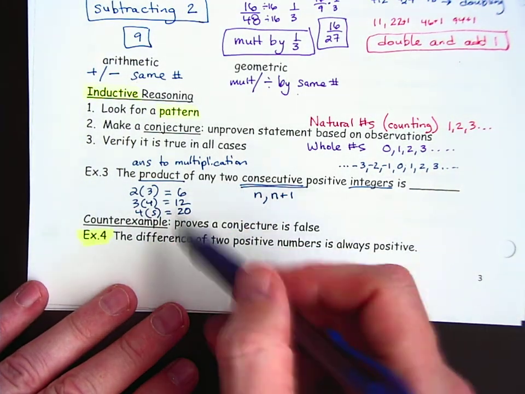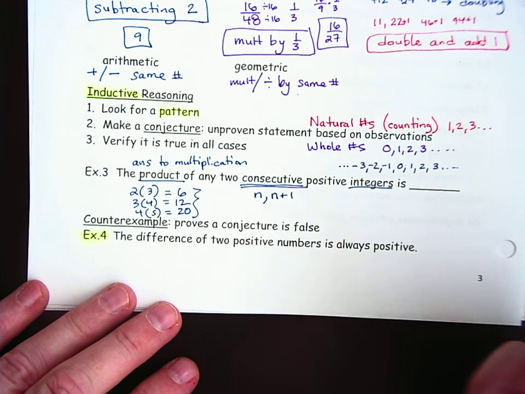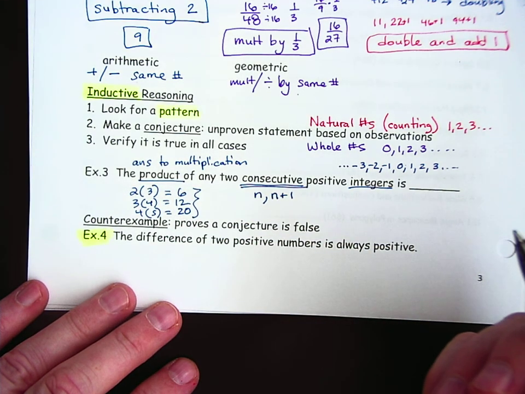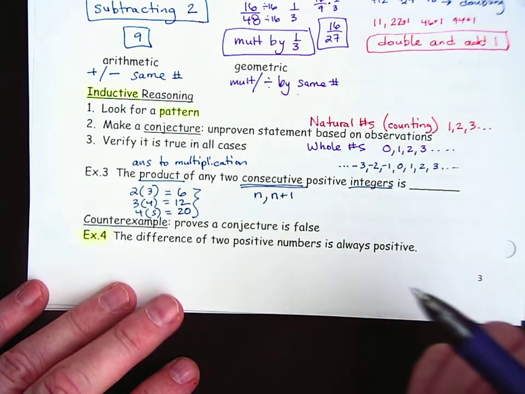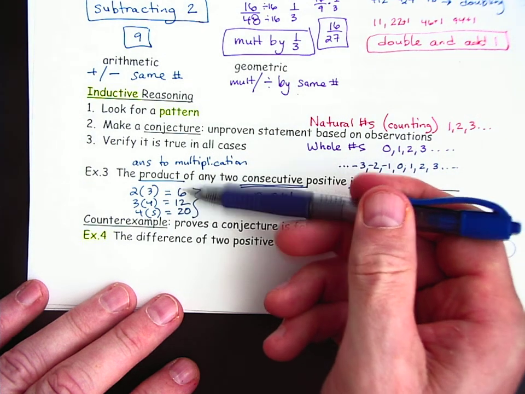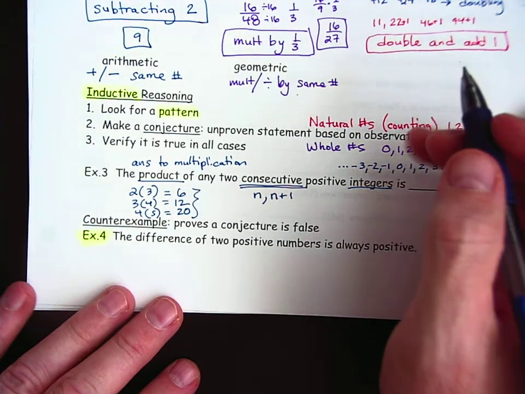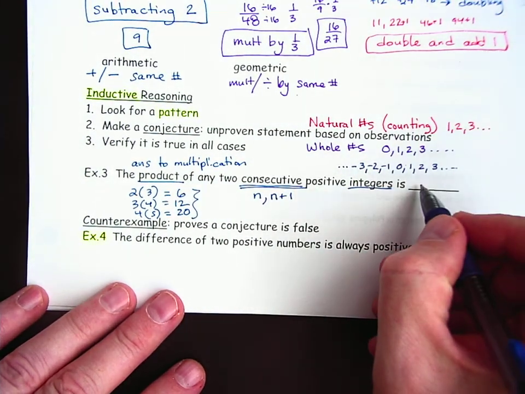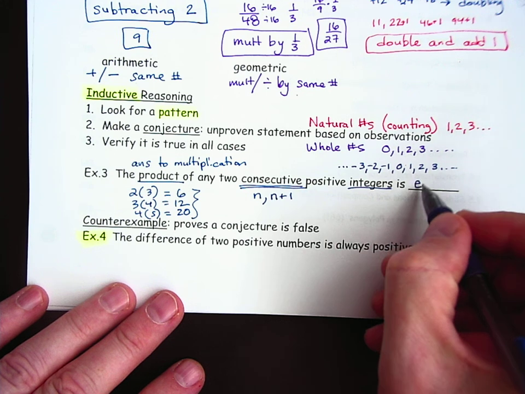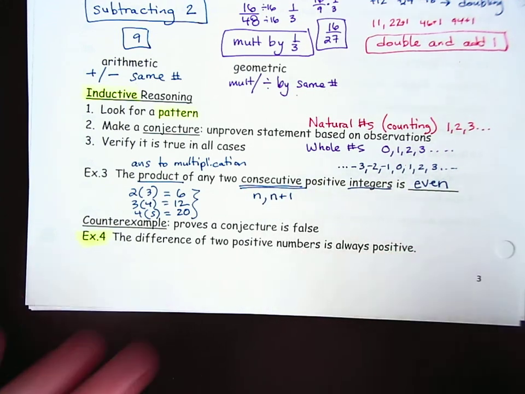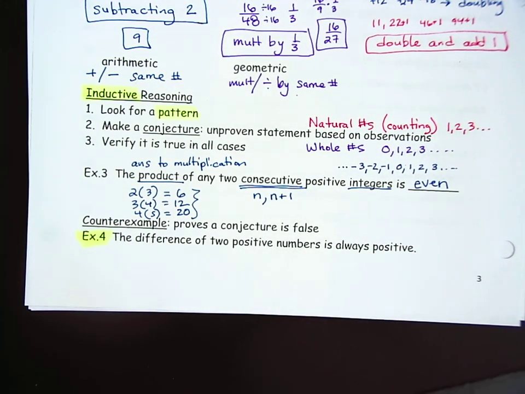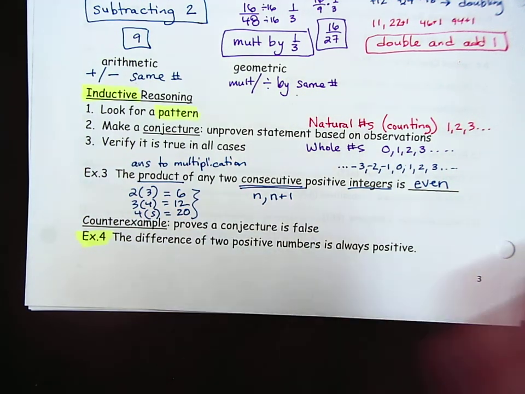We want to make a conjecture about all of these numbers. Every time we multiply two consecutive positive integers together, what do we get? What's something that all of these numbers have in common? Okay, you can pause if you want to. The answer is they're all even, and maybe there's something else, but that's what we're going to go with. That's all I can think of at the moment.